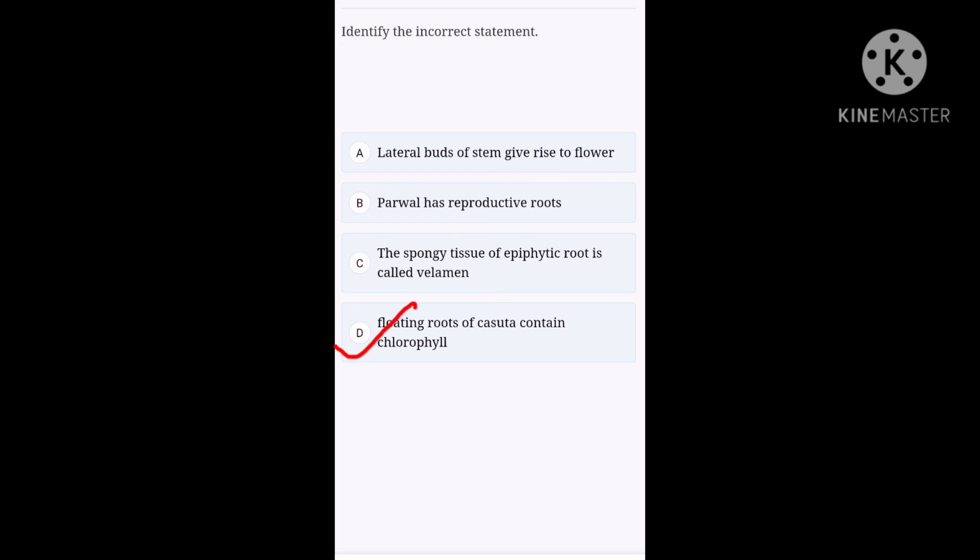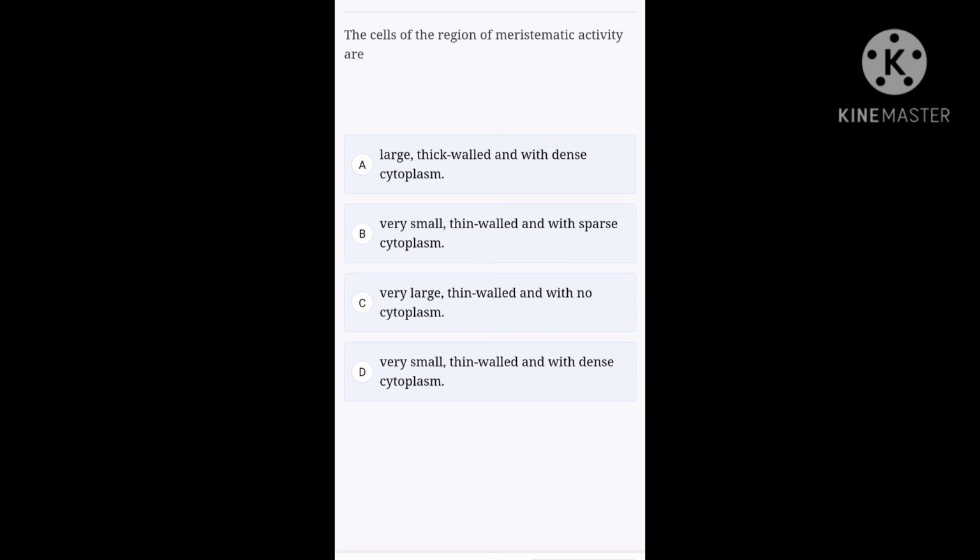Okay. So the next question. The cells of the region of meristematic activity are option A, large thick walled and with a dense cytoplasm. Option B, very small thin walled and with a sparse cytoplasm. Option C, very large thin walled and with no cytoplasm. Option D, very small thin walled and with a dense cytoplasm. The cells of meristematic region have very high power of division. These cells are very small, thin walled and with a dense cytoplasm. They are actively dividing cells with continuously operating cell cycle. So D is the correct option.